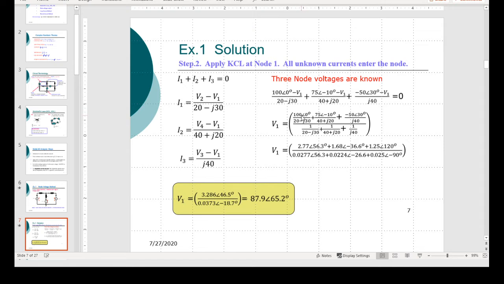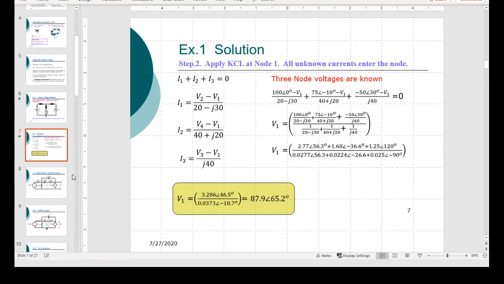So I'll do one term at a time and it gives me this, and from here I get the final answer for V1 as 87.9 angle 65. Right? So this is all that I need. If I wanted my three currents, I can now take this voltage back into each of these three equations to find I1, I2, I3. I'll leave you to do that.